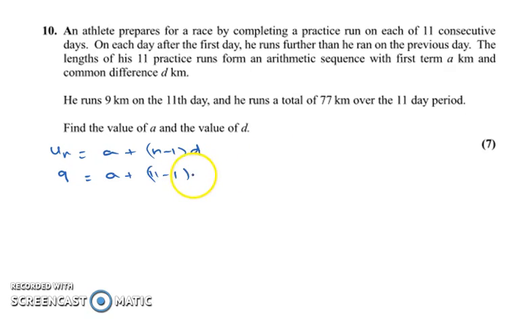So we have 9 equals a add (11 minus 1) times d. So 9 equals a add 10d. So that's our first bit of information.